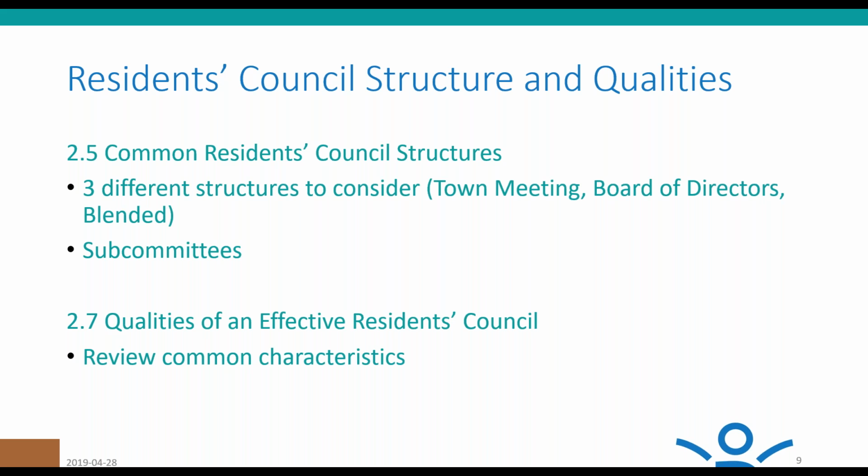In subsection 2.7, we review some of the common characteristics and qualities of an effective Residence Council. It might be helpful to review these as a group periodically, as there's always room to grow and set goals to strengthen your council.